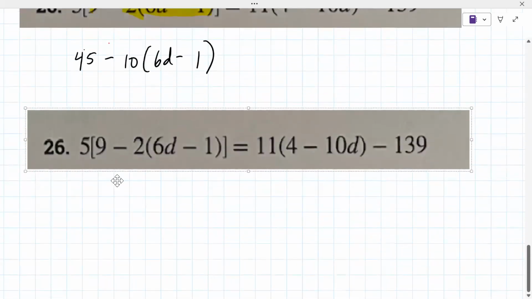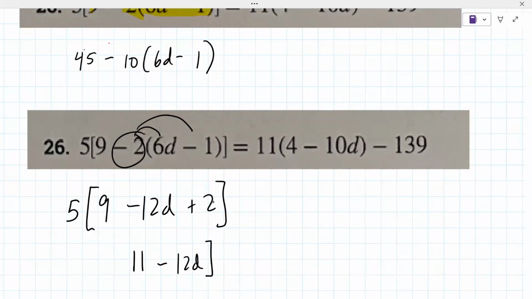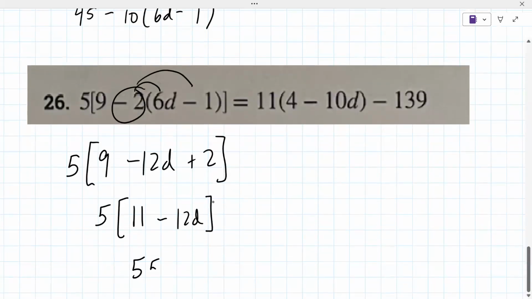So let's do what you're suggesting, which is taking this -2 in here, not 2, the -2. So it's minus 12d plus 2, and now you have a 9. Okay. Now you can combine like terms. You can combine the 9 and the 2, which gives you 11 minus 12d times the 5, which gives you 55 minus 60d.